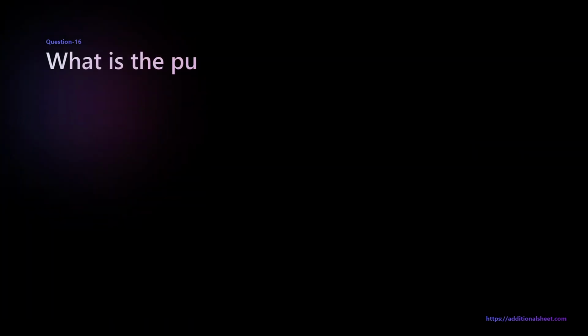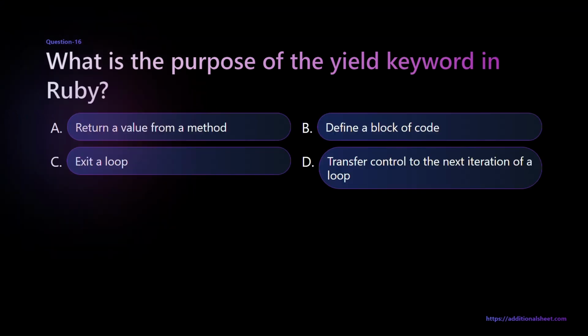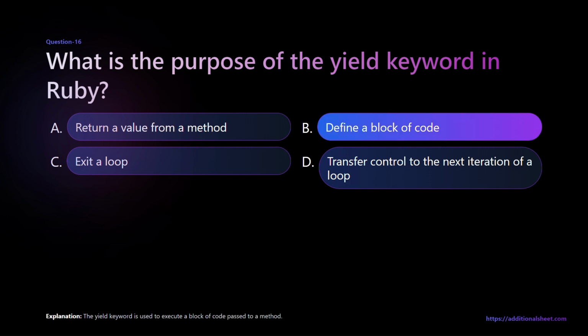What is the purpose of the yield keyword in Ruby? Option A, return a value from a method. Option B, define a block of code. Option C, exit a loop. Option D, transfer control to the next iteration of a loop. The correct answer is option B, define a block of code.